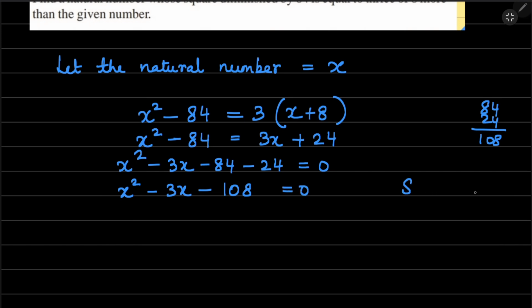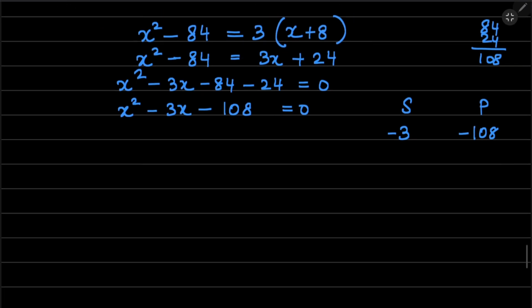So now you have your sum and the product. What is your sum? It is minus 3. Product is nothing but minus 108. So when you don't know the two numbers for the middle term splitting, what you can do is the prime factorization of the product value. So 2 5s are 10, 2 4s are 8. Again, 2 2s are 4, 2 7s are 14. Again, you can do it with 3 9s are 27, 3 3s are 9.